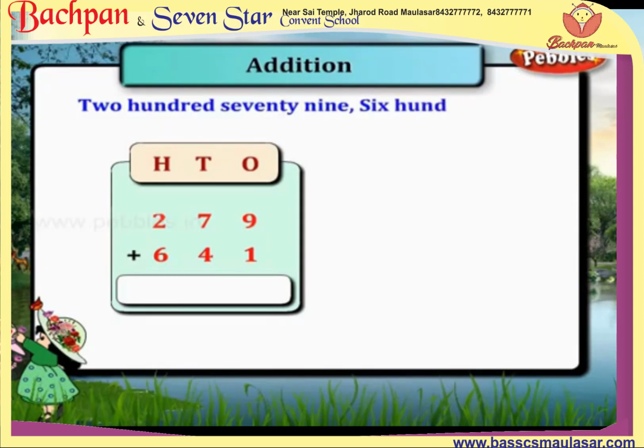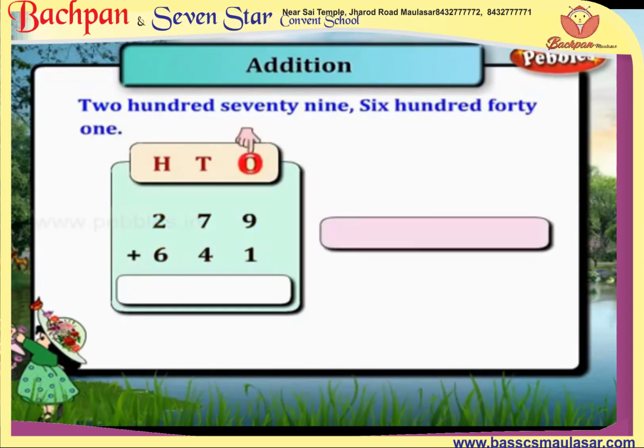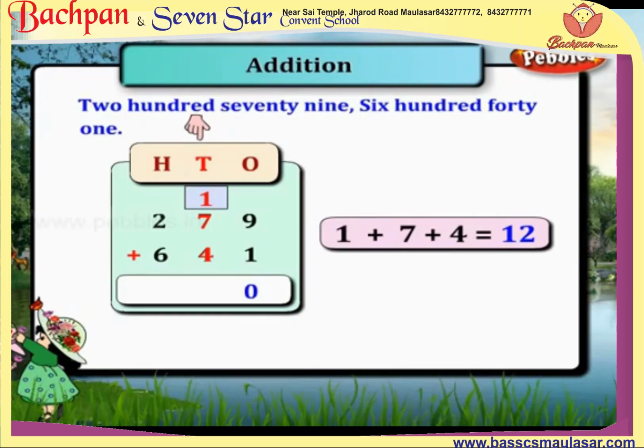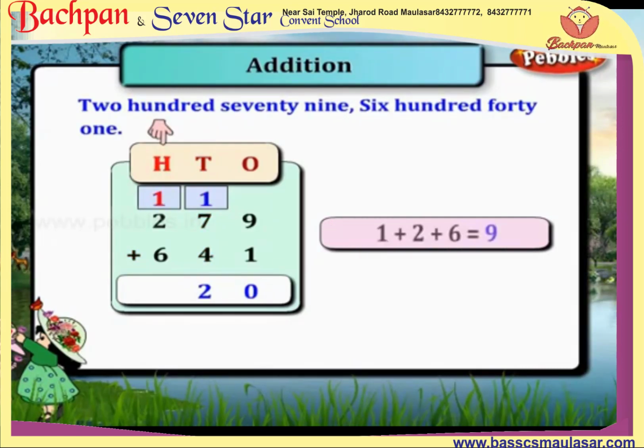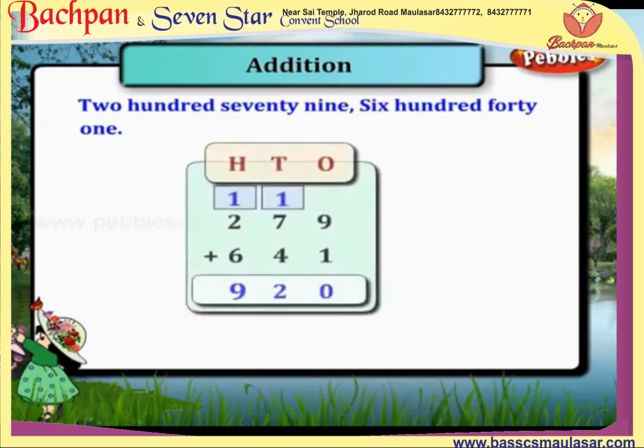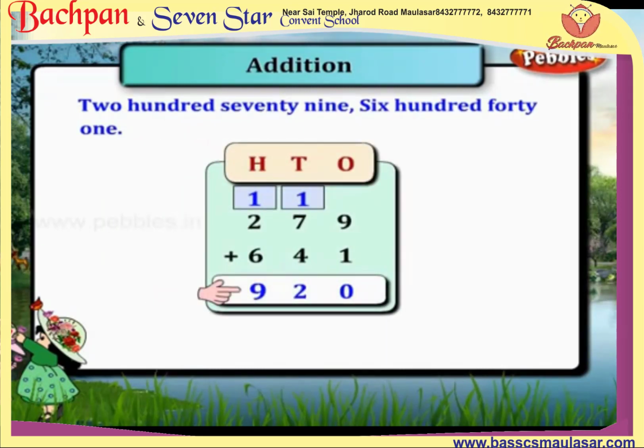279 plus 641. Add the ones. 9 plus 1 is equal to 10. Write 0 in the ones column and carry over 1 to the tens column. Add the tens. 1 plus 7 plus 4 equal to 12. Write 2 in the tens column and carry over 1 to the hundreds column. Add the hundreds. 1 plus 2 plus 6 is equal to 9. The total is 920.